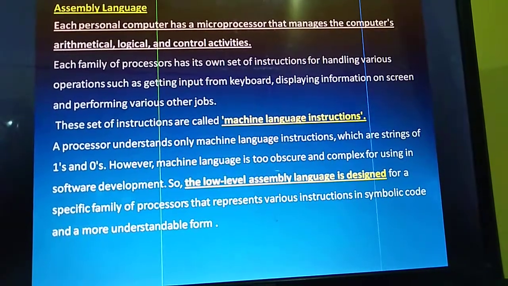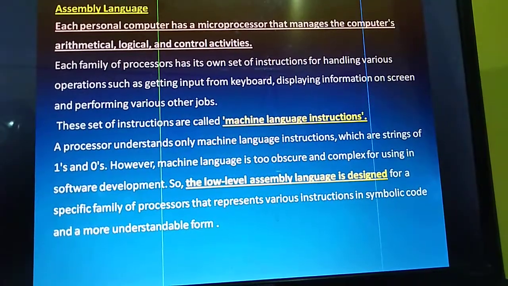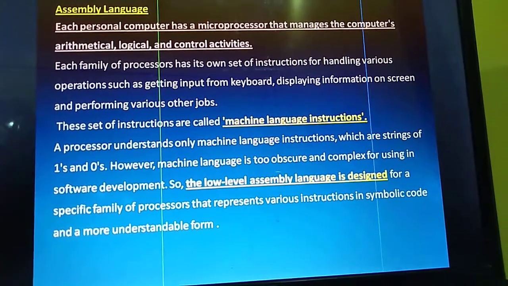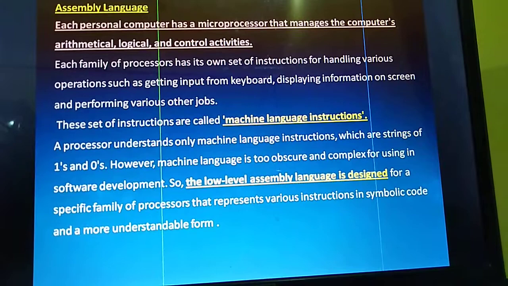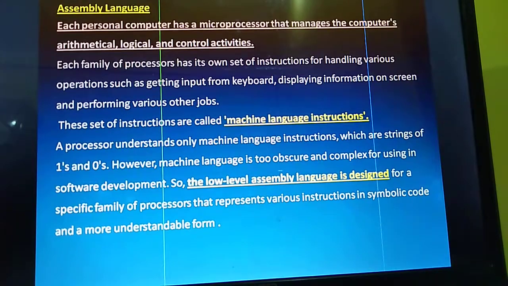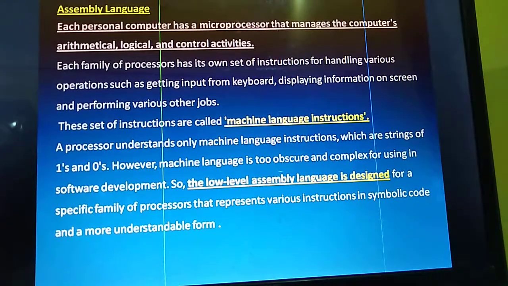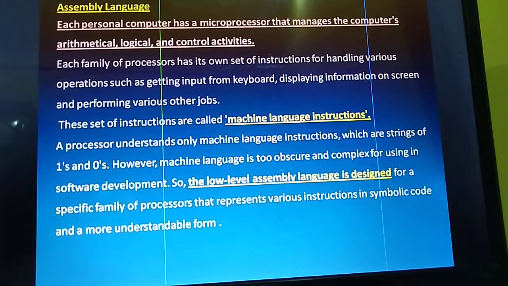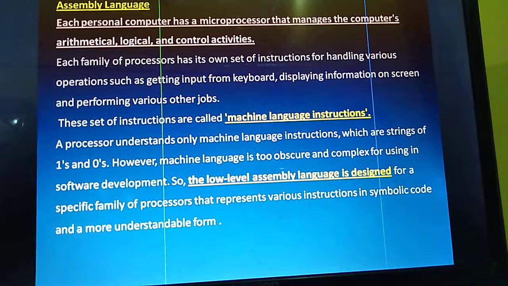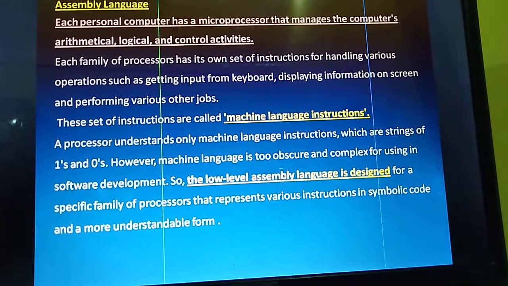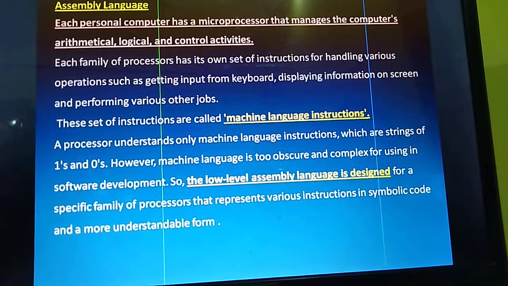Each family of processor has its own instructions for handling various operations, such as getting input from the keyboard, displaying information on the screen, and performing various other jobs. We have different families of microprocessor, and the instructions for each and every microprocessor are different. So whenever you write a set of instructions for such a microprocessor, they are simply machine language instructions. But a processor understands only machine language instructions, which are strings of 1 and 0.